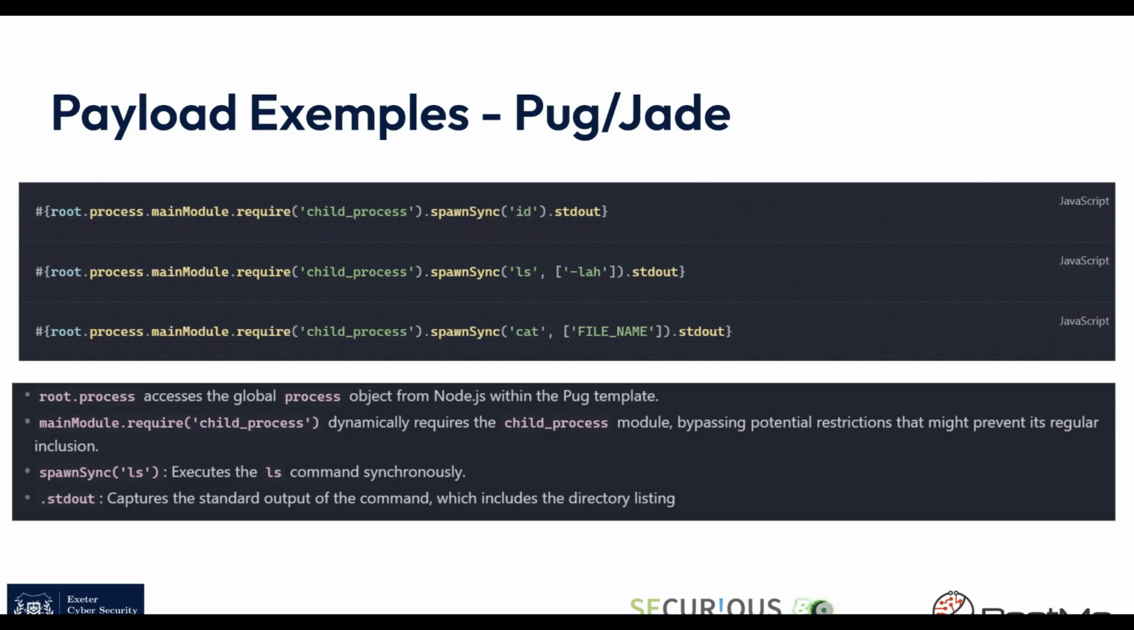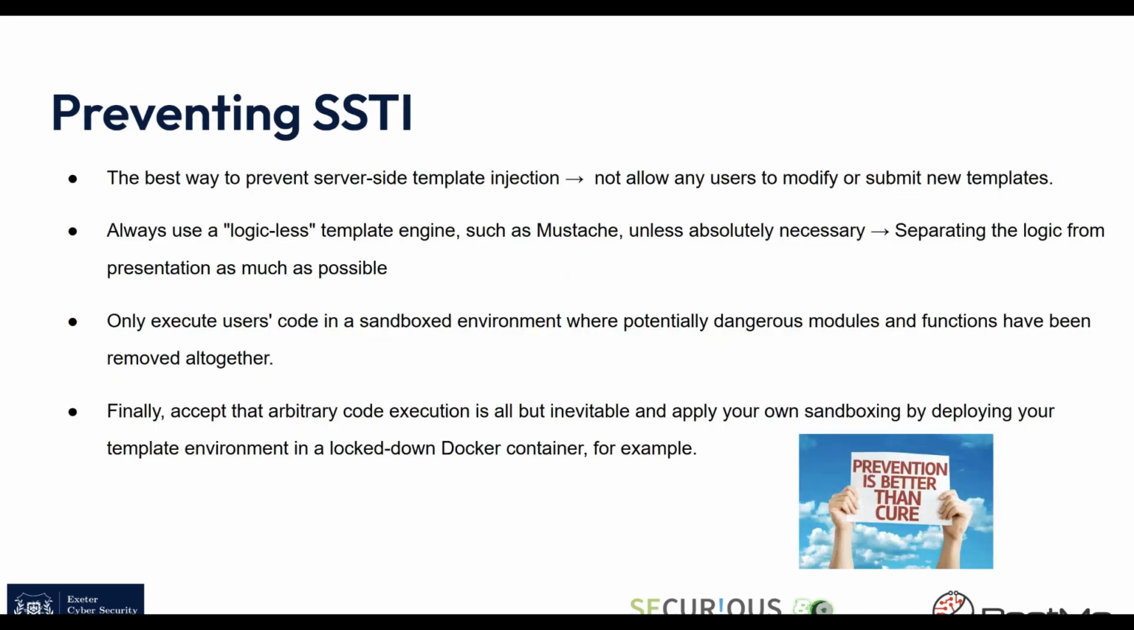Here, root process, okay, global process from Node.js with the Pug template. Main module, okay, yeah, you get the idea. Same thing, I'm executing commands, but I'm using something different to make it happen. Okay, how do I prevent it now? So, best way to prevent, surprising, don't allow any user inputs, or don't allow the user input to modify and submit the new template.